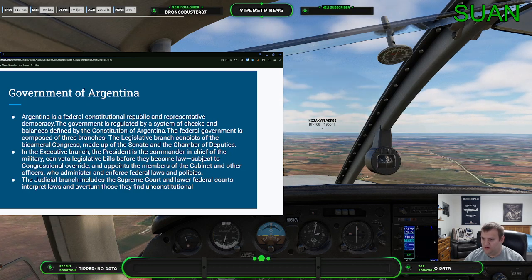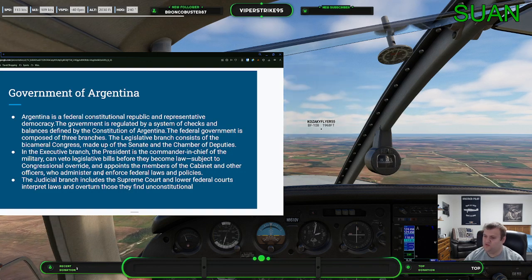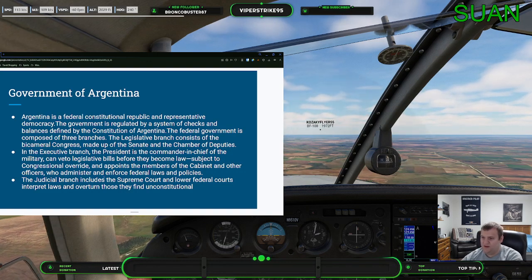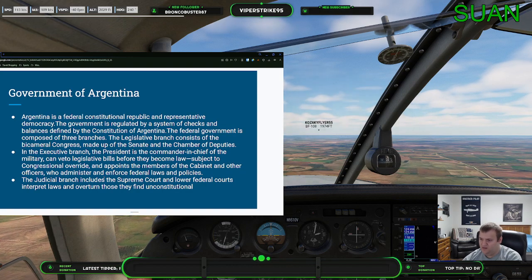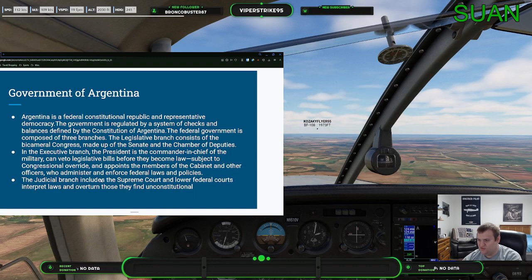And the judicial branch is the Supreme Court and the lower federal courts, which interpret laws and overturn those that are unconstitutional, and it's independent of both the executive and legislative. Each member of the Supreme Court is appointed by the president and serves for life.